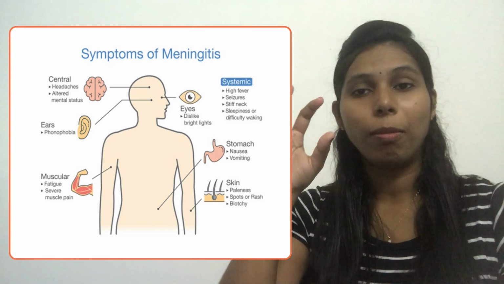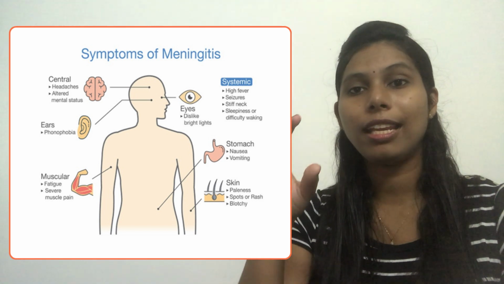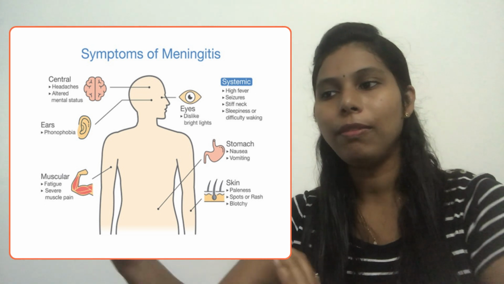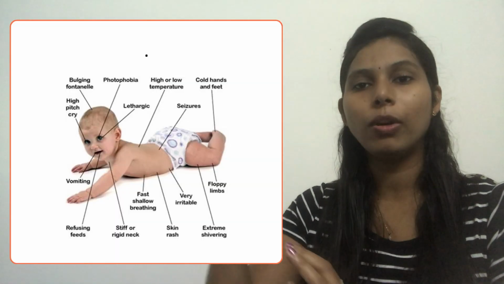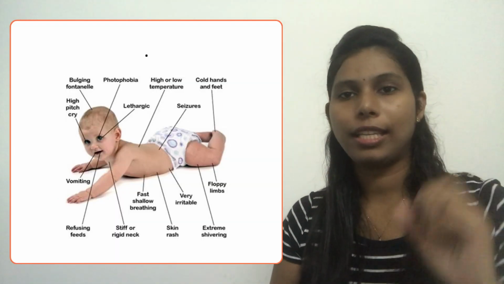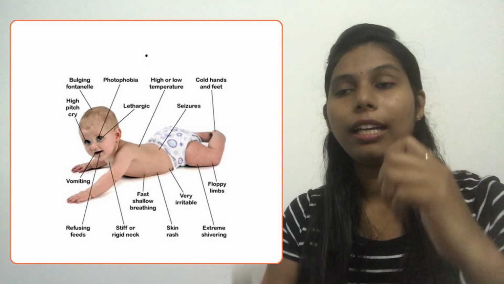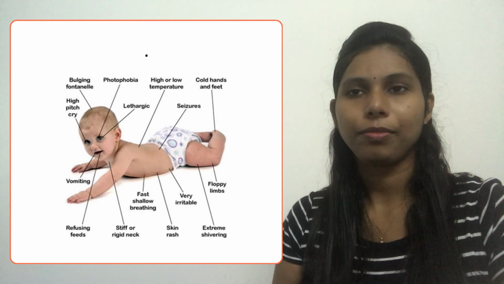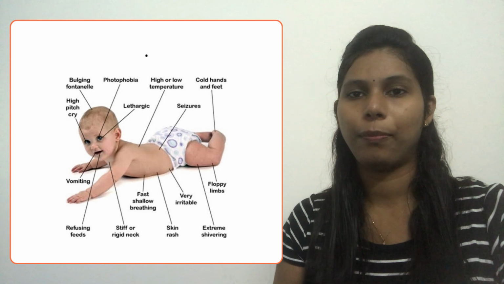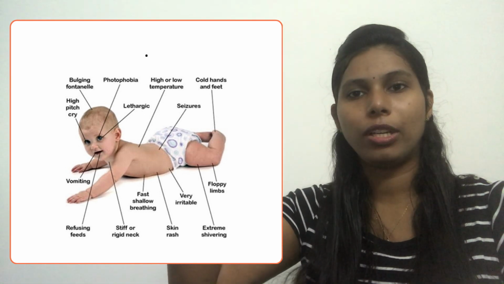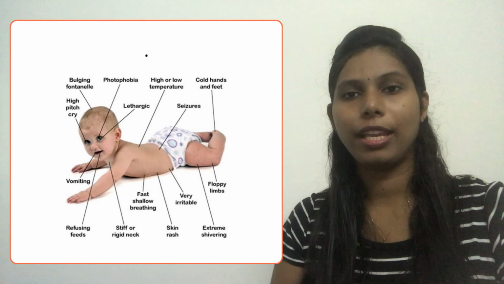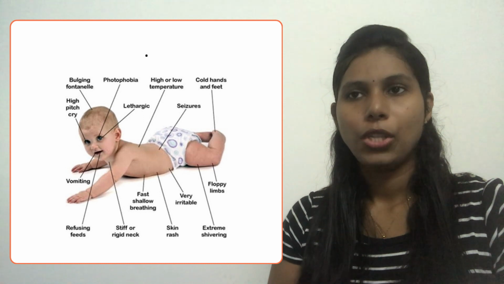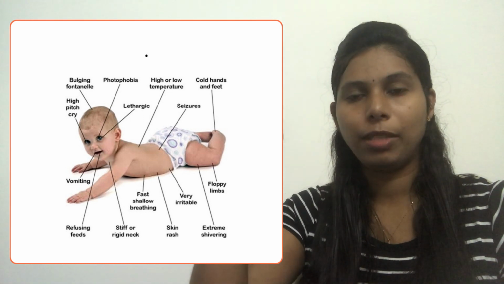So these are some of the common signs and symptoms, or the clinical features, that we can see in an adult client who is diagnosed with meningitis. But when we come to a child, especially those below 2 years of age, there are some differences in the signs and symptoms. In the child, we can see a symptom called a bulging fontanelle. We know the anterior and posterior fontanelle. The anterior fontanelle usually closes at 18 months after delivery, and the posterior fontanelle usually closes within 2 months.